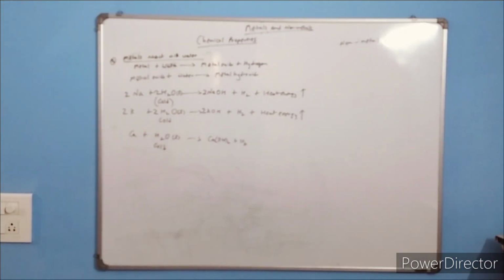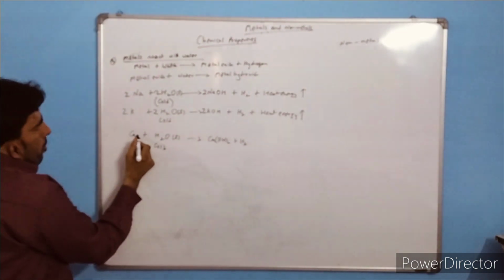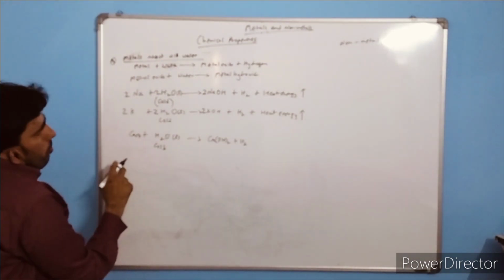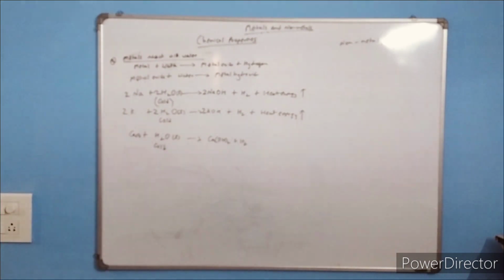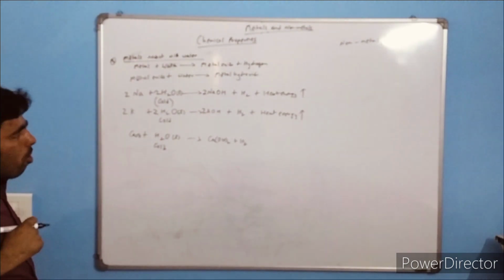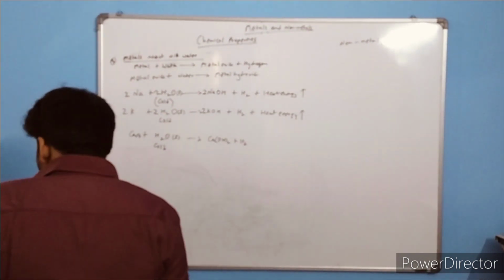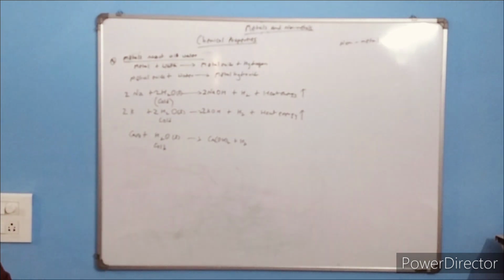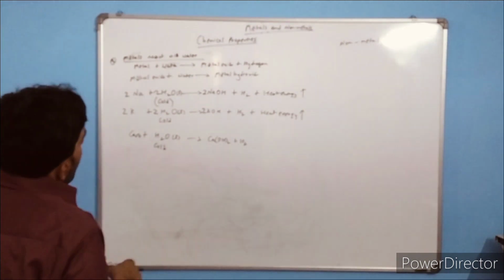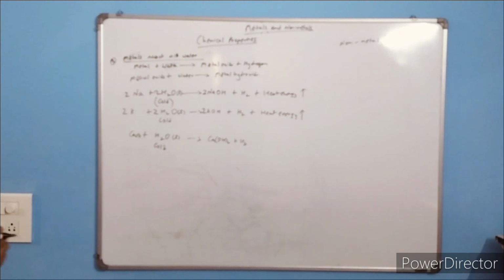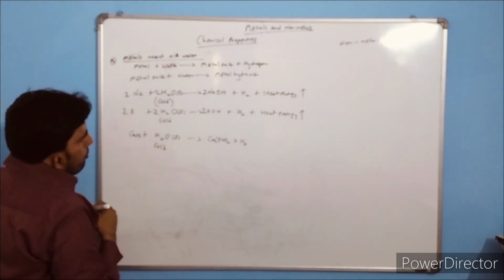Why does this happen? In this, calcium starts floating, because as soon as the hydrogen gas is formed, its bubbles stick to the metal surface. Okay, so this happens.